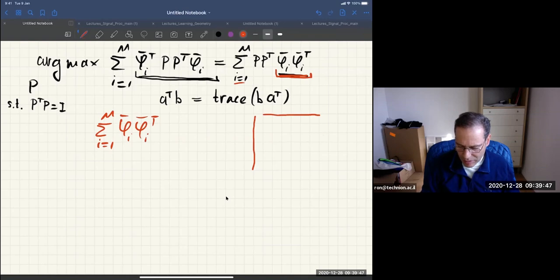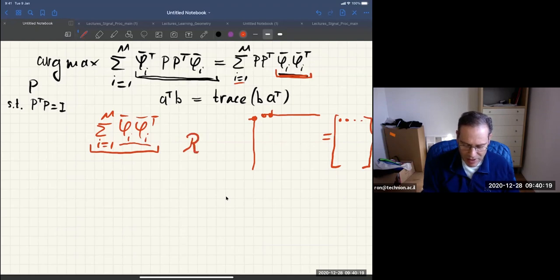So the outcome would be an N by N matrix, whose first element would be the multiplication of these two elements. The second element would be the multiplication of these two elements, et cetera. Okay, so this would be the outer product of each and every vector that I have in my data, and I sum over all my vectors. And now without loss of generality, let's call it an autocorrelation matrix, but you know, just refer to it as a matrix R, okay? So this would be my matrix R.